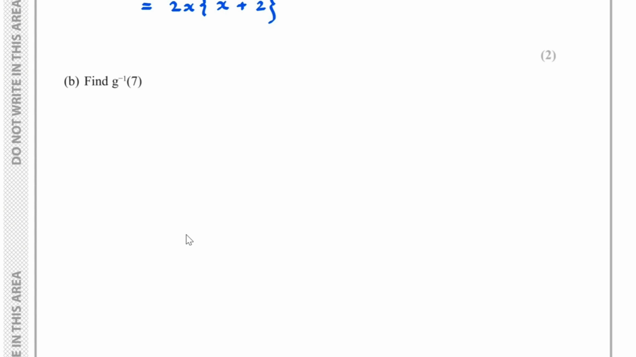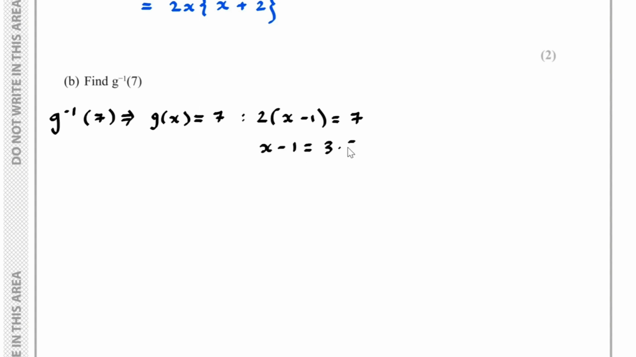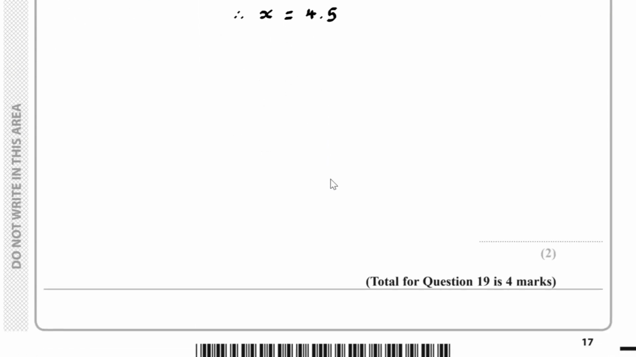And then for part B, we have to find the inverse of g of 7. Well, finding the inverse of g at x equals 7, that is the same as solving g of x equals 7. And so if I know what g of x is, that's 2 times by x minus 1, and that's equal to 7. So I have x minus 1 equals 3.5. X is therefore equal to 4.5.